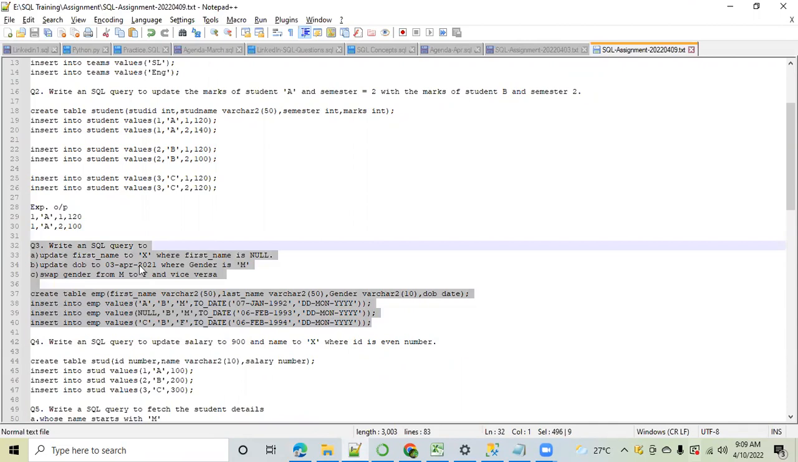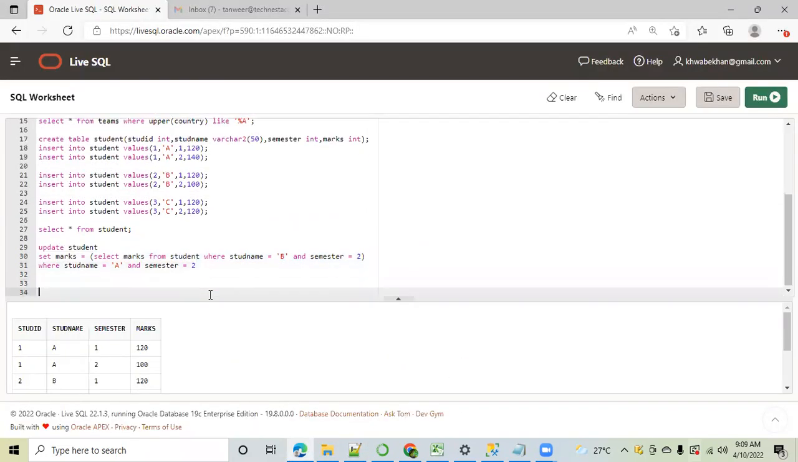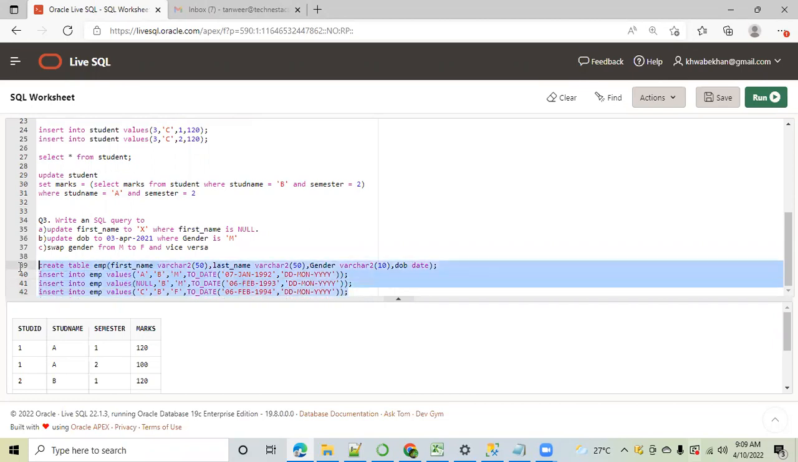Next question is write an SQL query. Okay, let me copy this. Please let me know if anyone has any question. I'm quickly trying to cover all those things. Write an SQL query. First of all, let me create this table, employee.